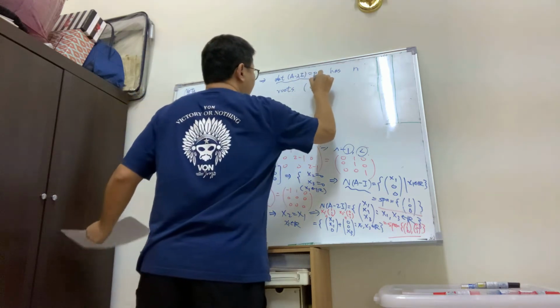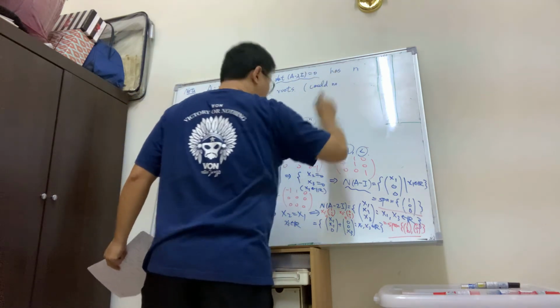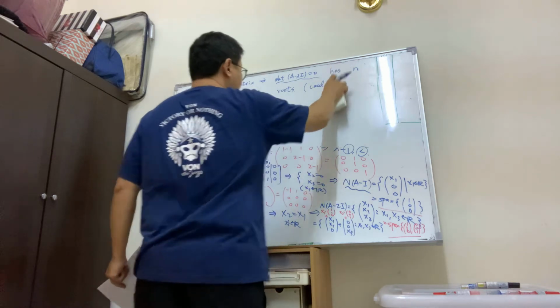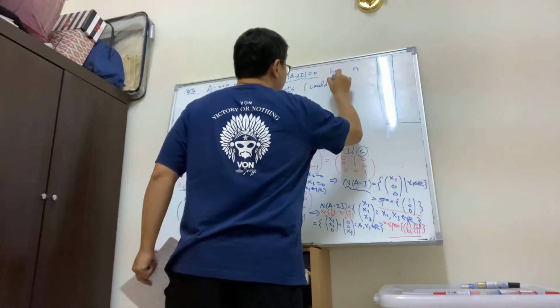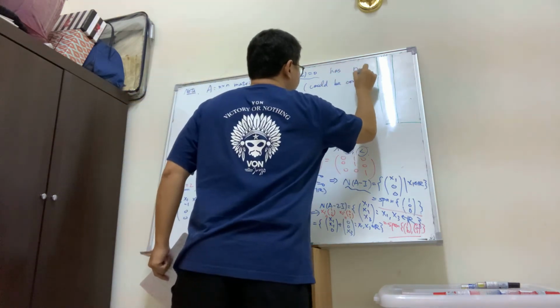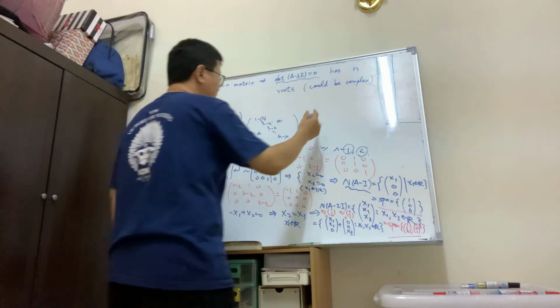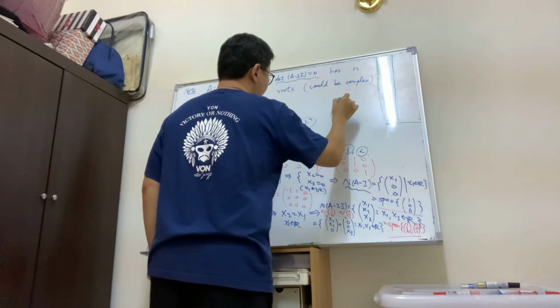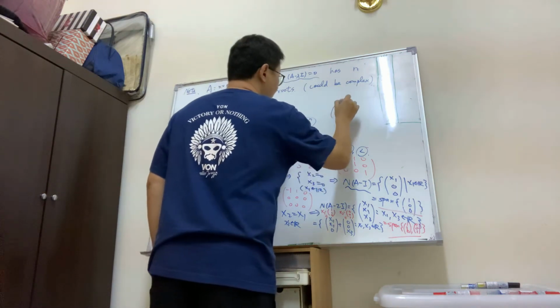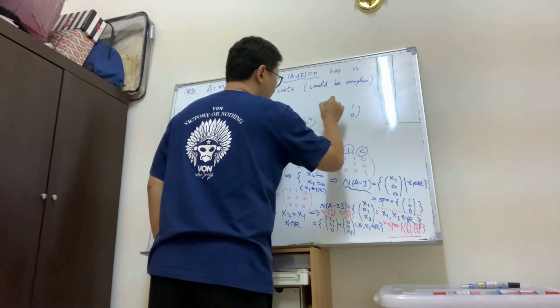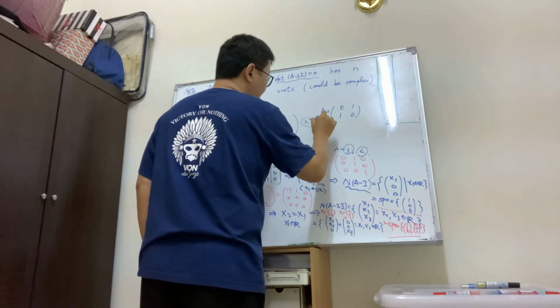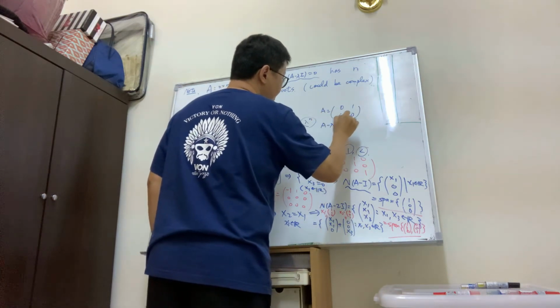But its eigenvalues could be complex, not just real. In some matrices, sometimes, let me give you an example. For example, 0, 0, 1, 1. Then determinant of A minus lambda I. What's this? Let me see.